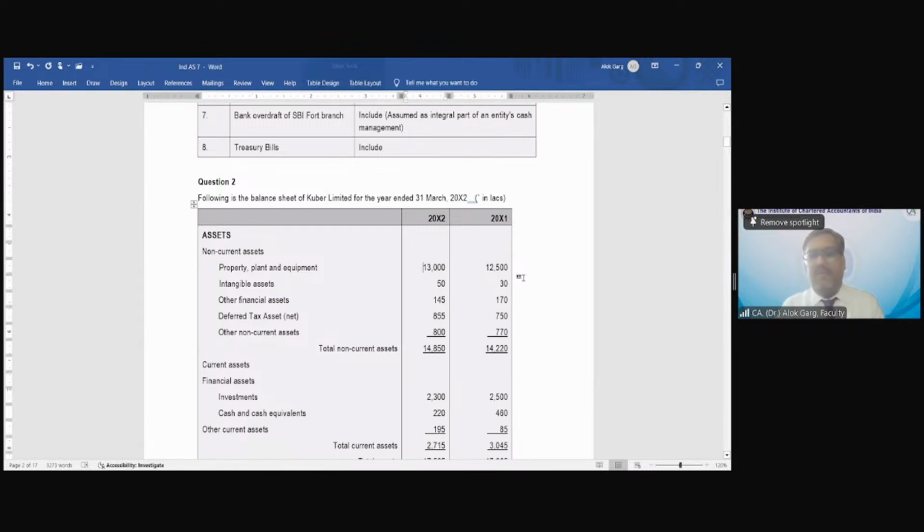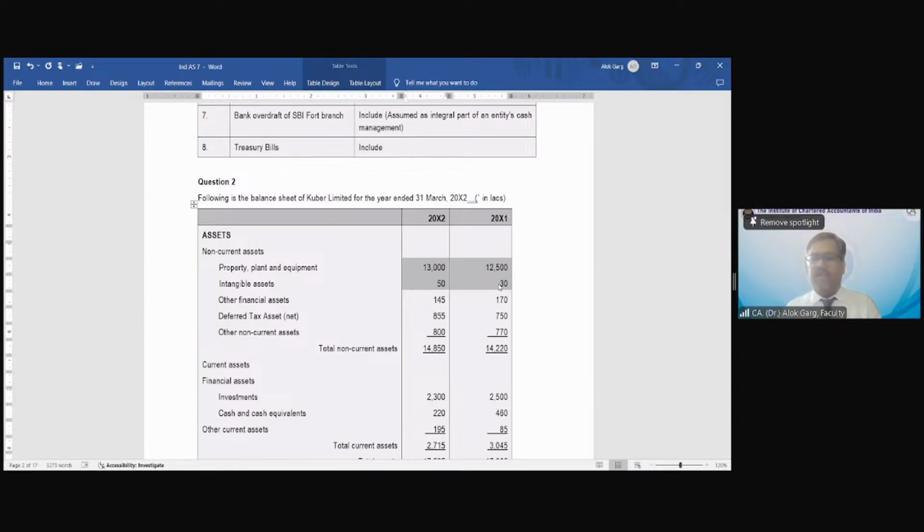Property, plant and equipment was 12,500 in the beginning. In the closing, it is 13,000. So what is the treatment of this property, plant and equipment? What do we need to look at for this PP&E or intangible assets? You have to check that PP&E and intangible assets will come under investing activity, right?